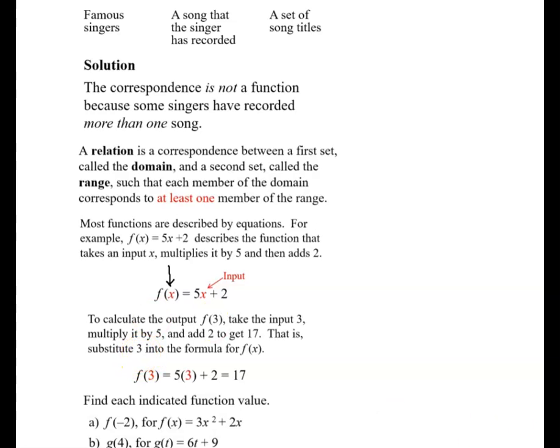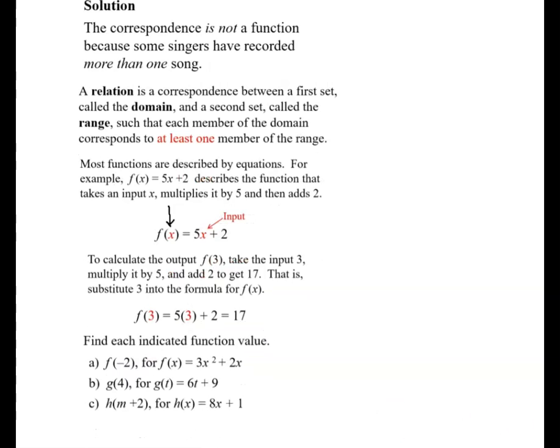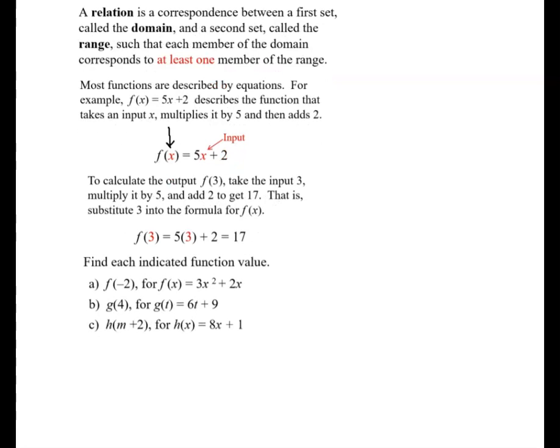So in this example, it says calculate the output, which is the answer, of f of 3. So they're saying plug in 3 for x. So they plugged in 3 wherever they saw x, and they found their output, which was 17. So 3 is the input, 17 is the output.